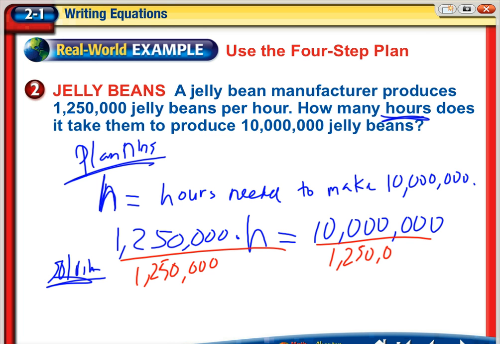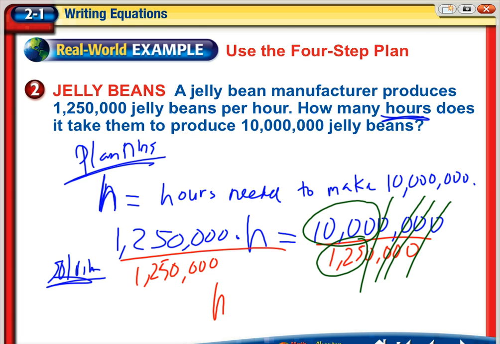Are we going to keep the big numbers, or can we do something to the big numbers? Yes. Very good. We can cancel all the zeros that can be matched. So here's 1, 2, 3, 4. That's it. I can cross out 4 zeros. What I end up with is 1,000 on top and 125 on the bottom. 1,000 divided by 125 will give you, what's the answer? 8. 8 hours, right?